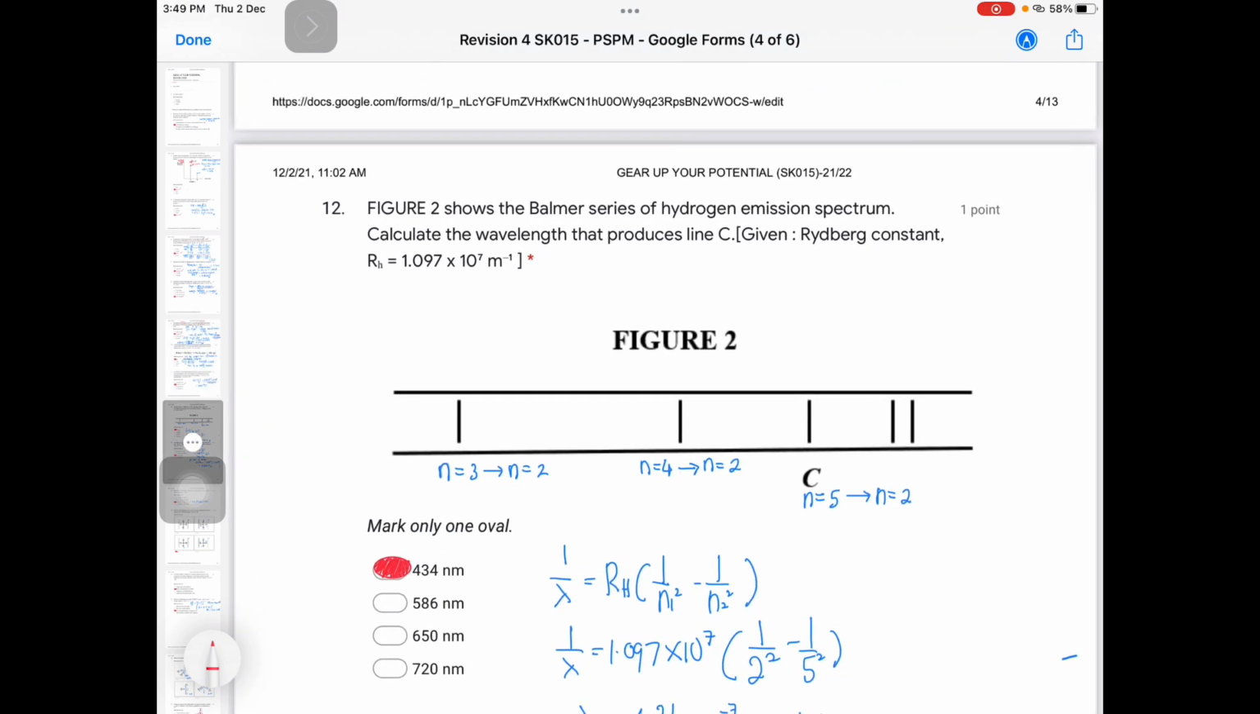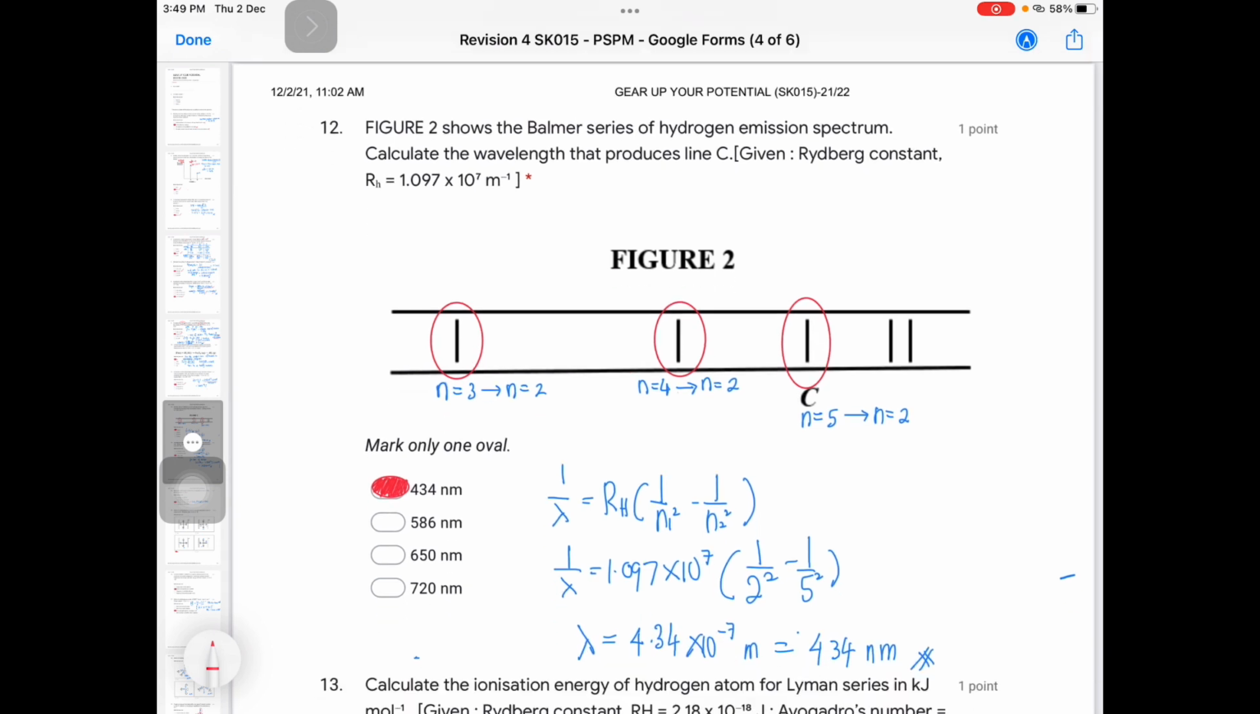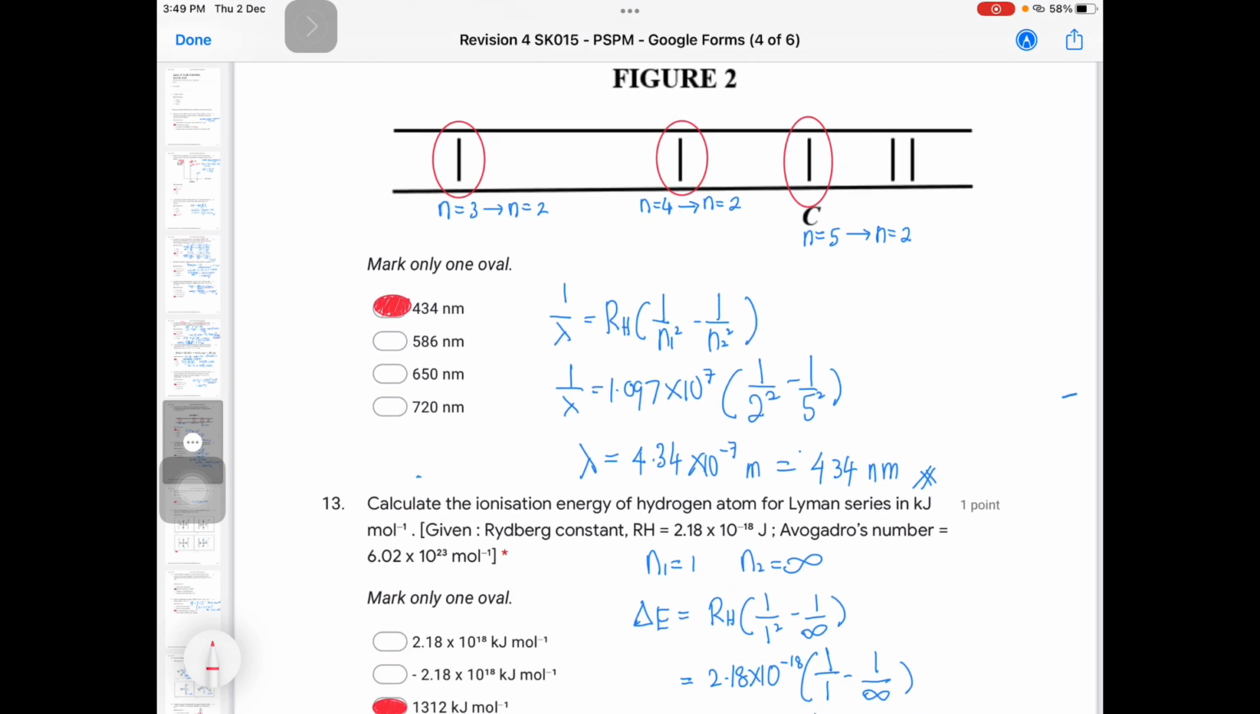Okay, question number 9. Figure 2 shows the Balmer series of hydrogen emission spectrum. Calculate the wavelength that produce line C. Jadi untuk line C, ini adalah transition daripada, kalau yang pertama, transition daripada n sama dengan 3 pergi n sama dengan 2, kemudian 4 pergi 2, and then 5 pergi 2. Jadi C ni adalah 5 dan 2. Digantikan saja dekat dalam formula 1 over lambda sama dengan RH. Okay, so for the lambda kita dapat 434 nanometer. So the answer is option yang pertama.